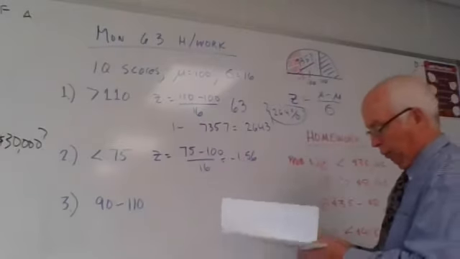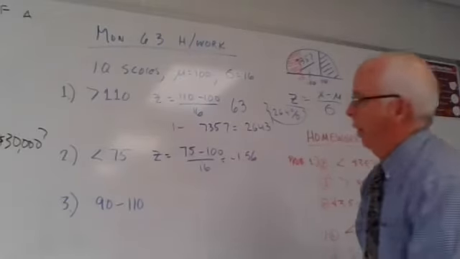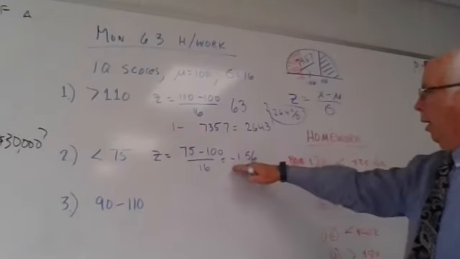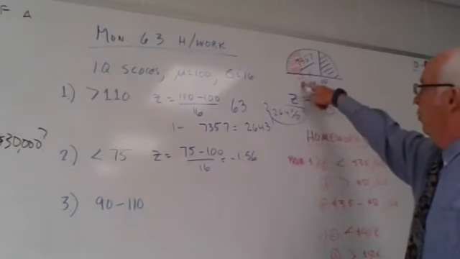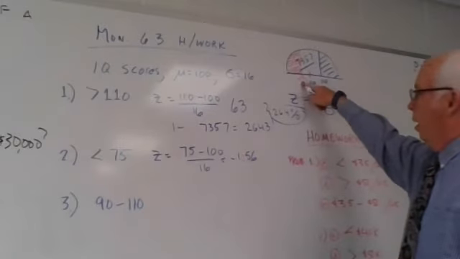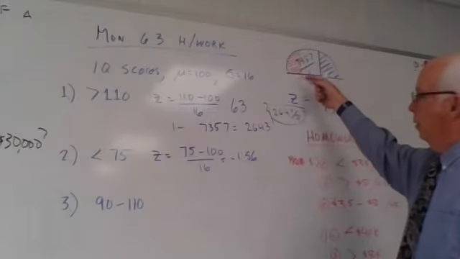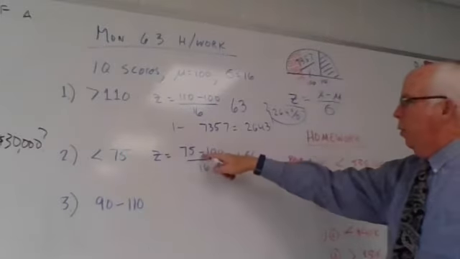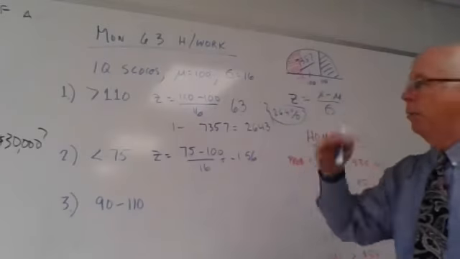Okay, so scored at or below 75. All right, that's an easy one. And the negative 1.56 is saying a score of 75 on the IQ test means that I'm basically 1.5 standard deviations below the mean. All right, which makes sense because it's 25 divided by 16, and 16 goes into 25 about 1.5 times.